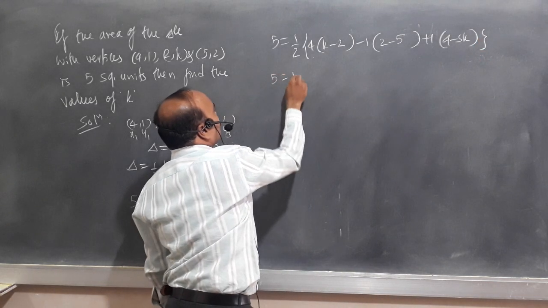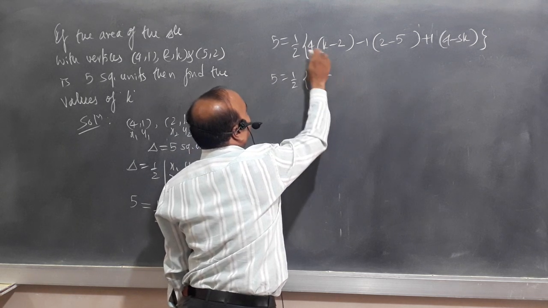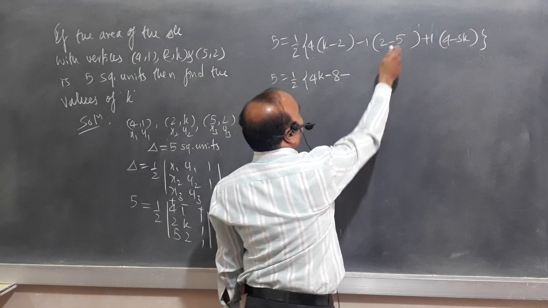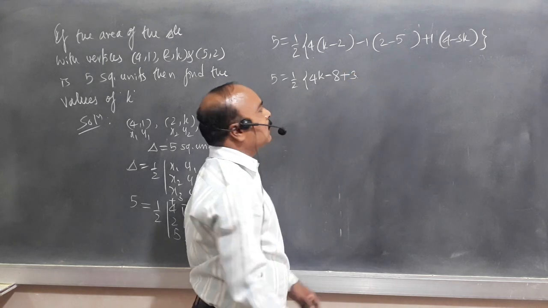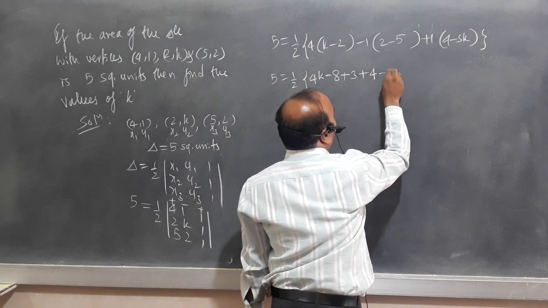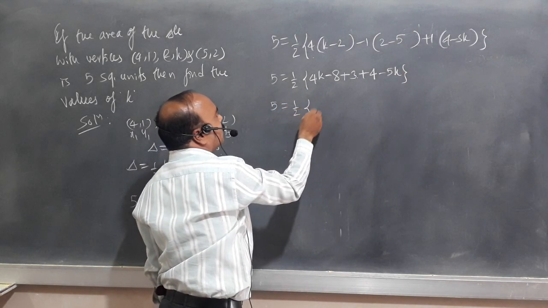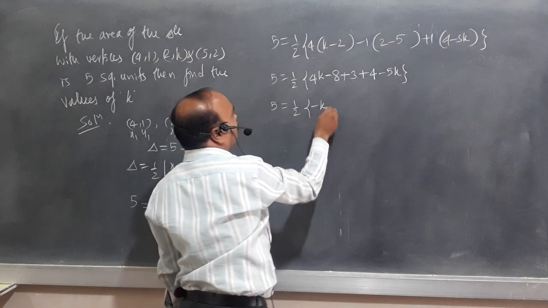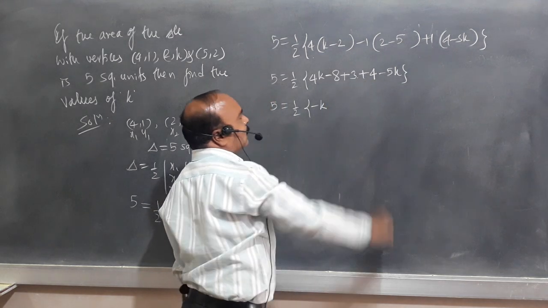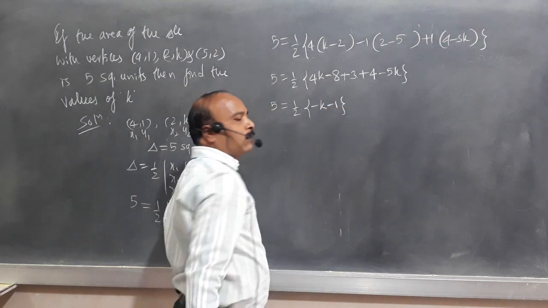Now 5 equal to 1 by 2. It is multiplied: 4 into k, 4k, minus 4 into 2 is 8, minus 1 into minus 3, that is plus 3, plus 4 minus 5k as it is. Now we simplify. 5 equal to 1 by 2, 4k minus 5k is minus k, minus 8 plus 3 plus 4. 4 plus 3 is 7. 7 minus 8 is minus 1.